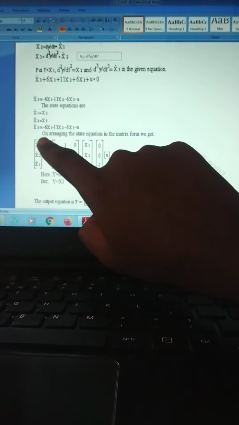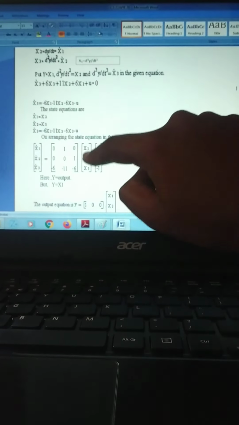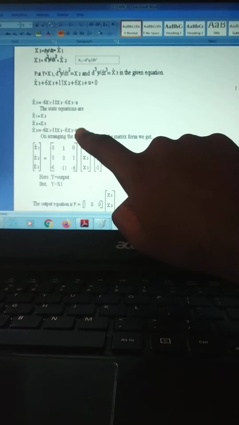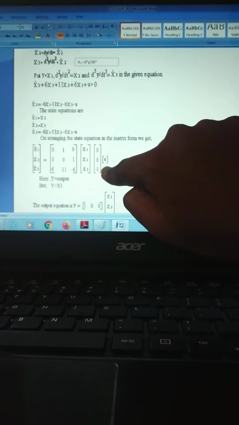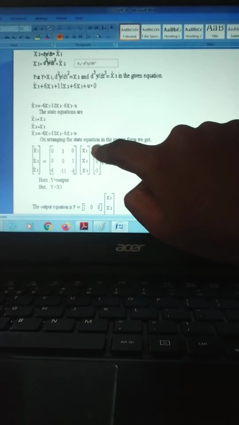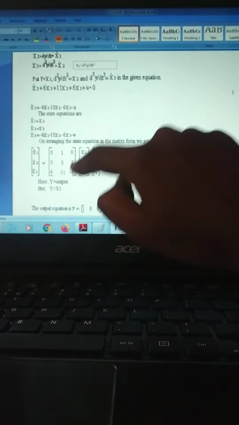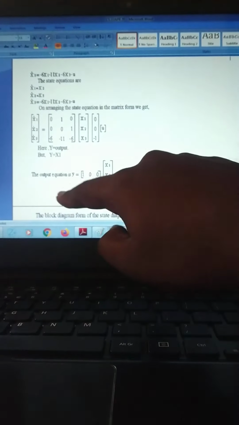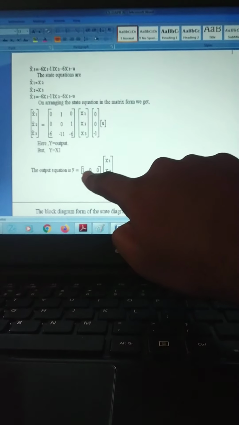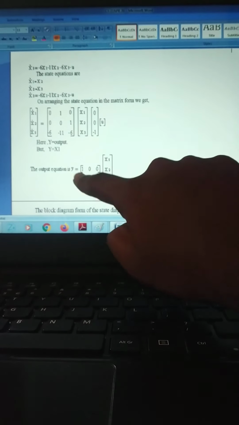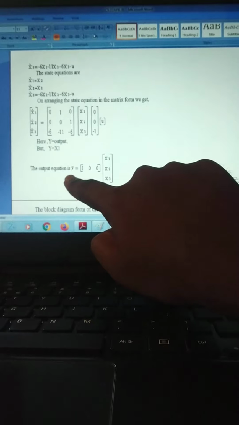Next, x3 bar is equal to minus 6x1 minus 11x2 minus 6x3, multiplied with x1, x2, x3. The input u is present in the third term x3 bar, so the third term of the input matrix is minus 1, giving 0 0 minus 1. The output y is taken as x1, so y is equal to 1 0 0 times x1 x2 x3. Cross multiplying the matrix equation, we get y is equal to x1.